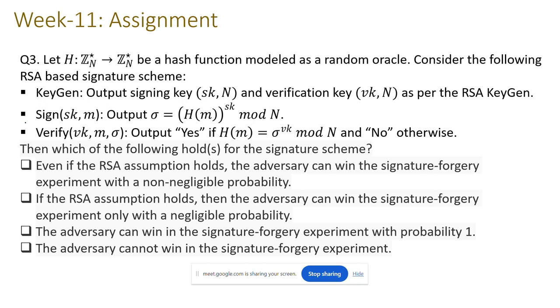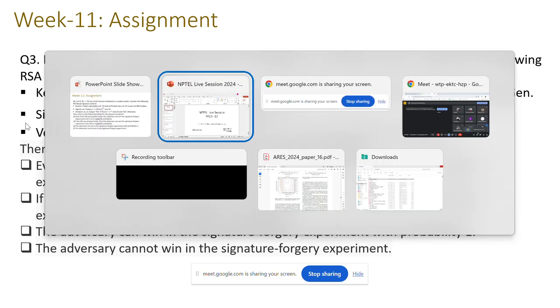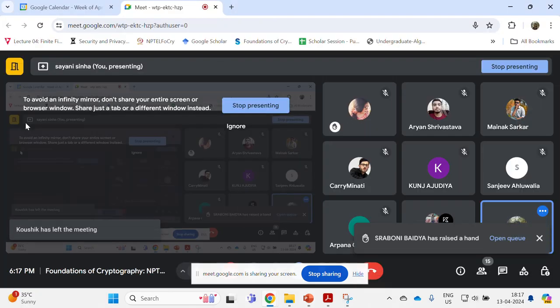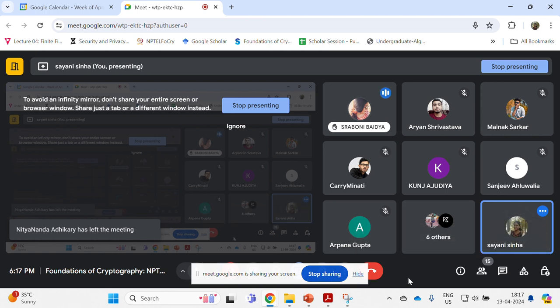Proceeding to the next question. Shravani Boidu, do you have any question? You have raised your hand.